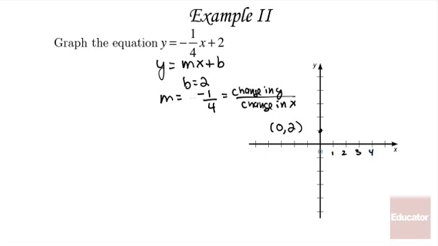x by 4. So this is the point (0, 2) right here, and I'm going to decrease y by 1, and I'm going to increase x by 4. And that allows me to graph this line because I now have 2 points, and the second point here is (4, 1).